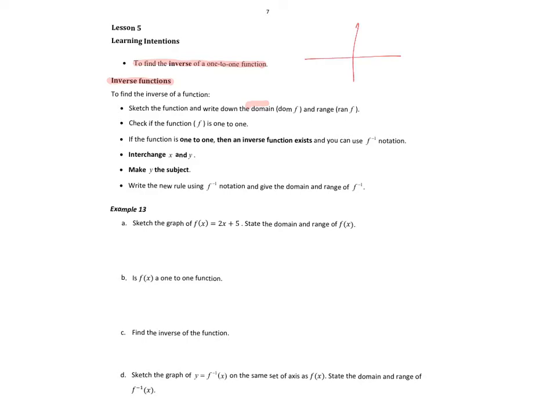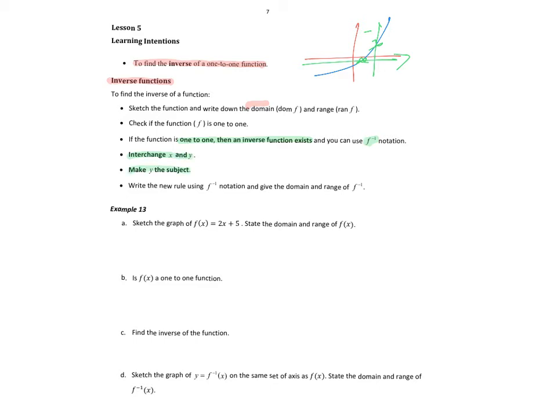A one-to-one function is any function where a vertical line crosses once and a horizontal line crosses once. So that's my one-to-one function. To have an inverse, our function has to be one-to-one, all right? The key thing is, if the function is one-to-one, then an inverse function exists, and we use the notation f inverse. To find it, we interchange the x and y values and then make y the subject.